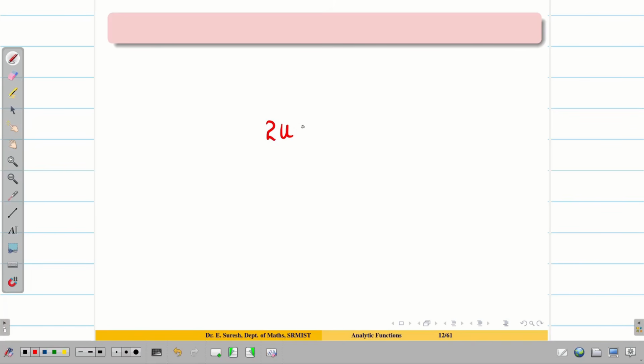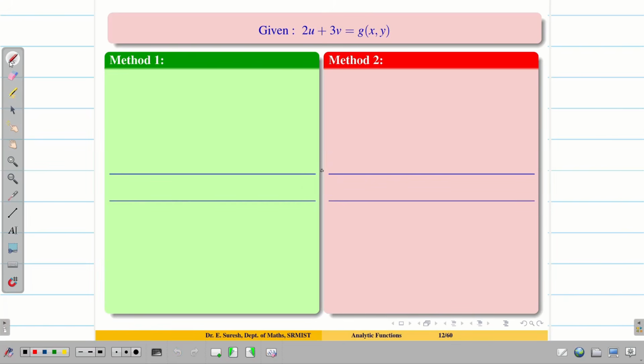Suppose let us consider the given problem is 2u plus 3v equal to some function g of x comma y, and we have to find the analytic function f of z equal to u plus iv. I will tell you two methods, whichever is suitable for you, you can pick. The given 2u plus 3v may be a real part of some other analytic function capital F of z, or it may be the imaginary part. If you follow method 1, always we can convert this given problem as real part. If you follow method 2, always we convert the problem as imaginary part.